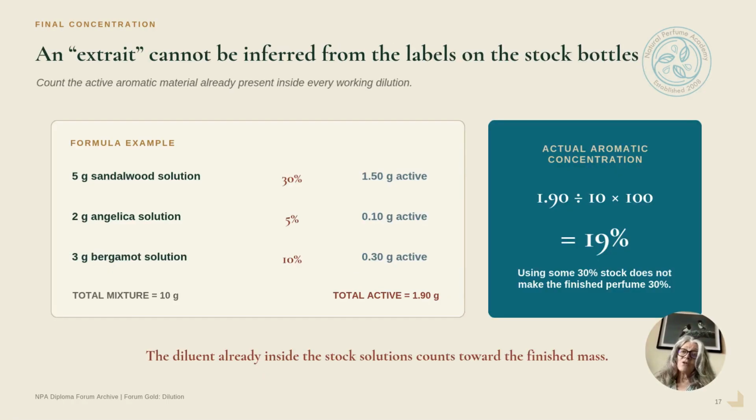A formula containing a 30% stock is not automatically a 30% perfume. Every stock solution contributes both aromatic material and diluent. Finished strength must be calculated from the active aromatic amount contributed by every ingredient.